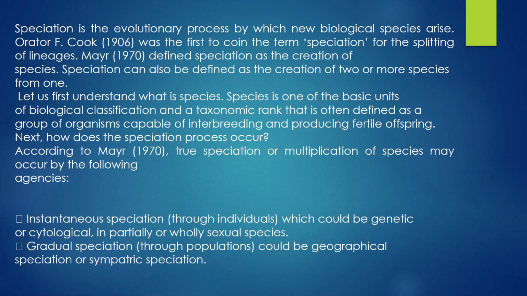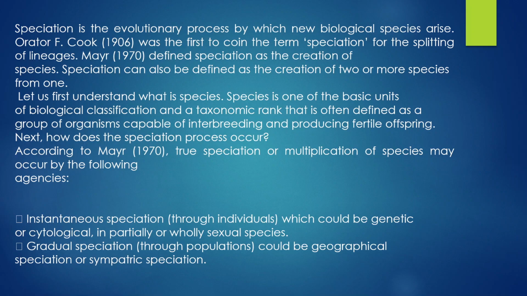Let's first understand what is species. Species is one of the basic units of biological classification and a taxonomic rank that's often defined as a group of organisms capable of interbreeding and producing fertile offspring.